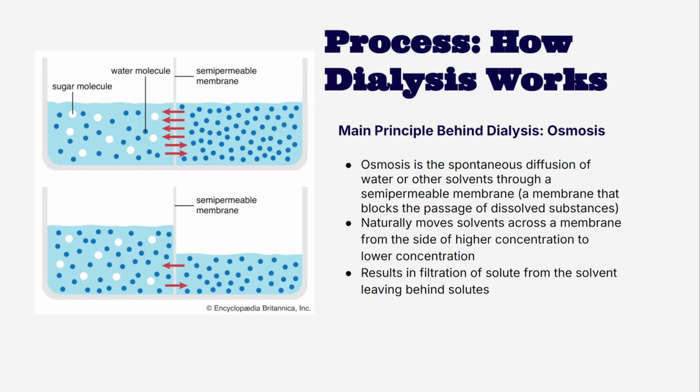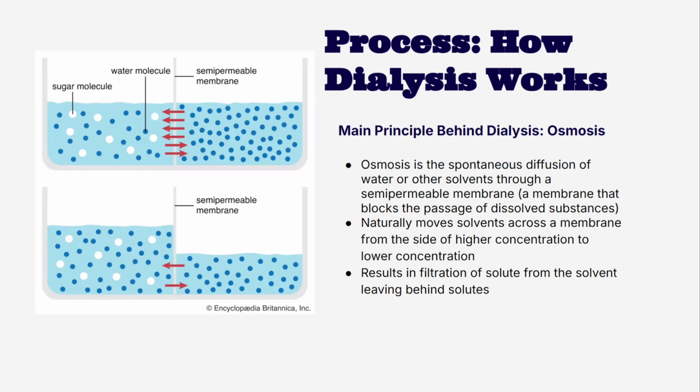A semi-permeable membrane is a membrane that blocks the passage of certain dissolved substances, but allows the passage of other smaller molecules and water, or the solvent that's used. And it naturally moves solvents across a membrane from the side of higher concentration to lower concentration.